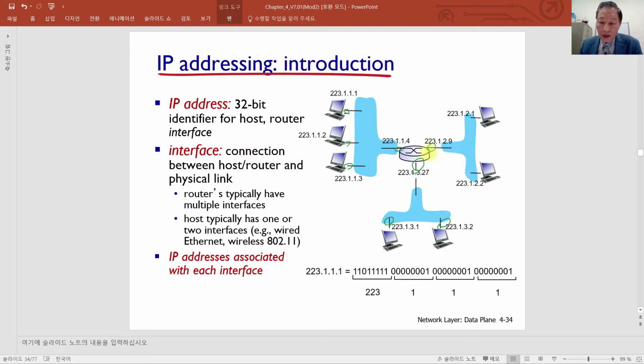We are requiring this IP address to use the internet. Thus, this IP address is associated with each interface. And the IP address is based on decimal notation. Here, this one is 8-bit, and the next one is also 8-bit, 8-bit, 8-bit, so this is 4 bytes, 32-bit addresses here in binary format.